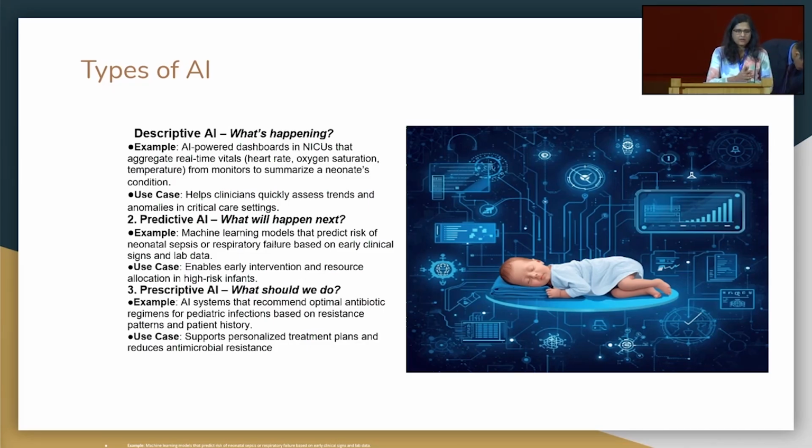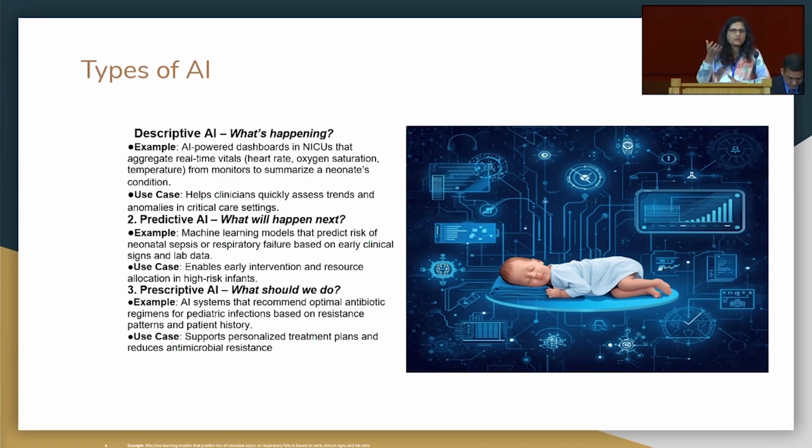So then you take all these models, and then you want to achieve something at the end with these models, and this is what you're going to do. In descriptive AI, this is something that you use in creating dashboards. So an AI-powered dashboard in the NICU aggregates all the real-time vital signs from monitors and summarizes a neonate's condition. So this is called descriptive. It's just taking the existing data that's there, creating a dashboard, and telling you what's actually going on.